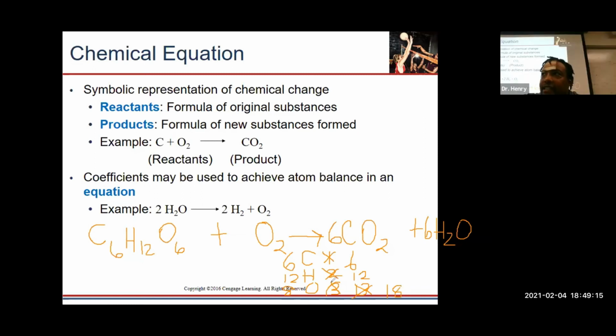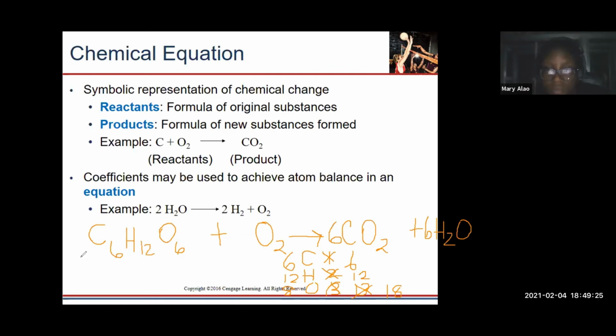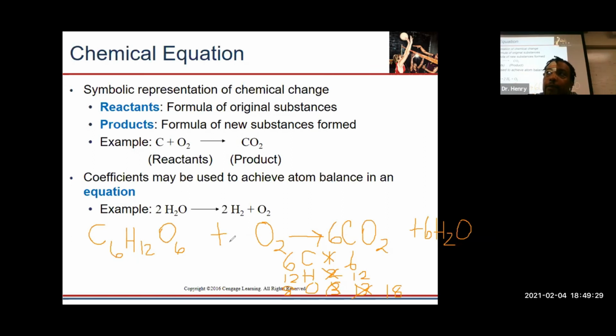Okay, so we have 8 and 18. So this is a problem, right? Because over here we have 8, but both of these guys are balanced, right? So I know I'm not going to want to touch this since it's already set up. So what can I put? What number can I put in front of here so that I would have a total of 18 oxygen?